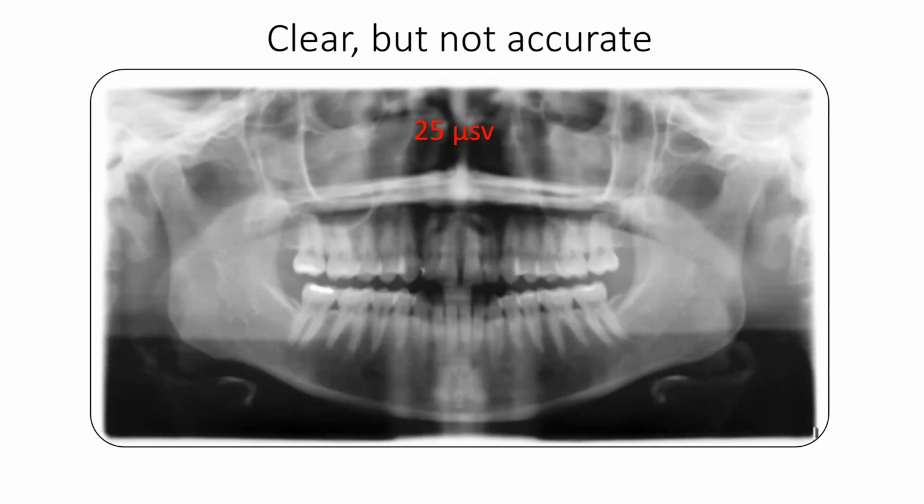Okay, so a panorex offers great clarity but low accuracy. This is a warped, distorted image. We do not exist as a flat 2D world. We cannot see depth. We cannot see that third dimension, but it's a very clear image.